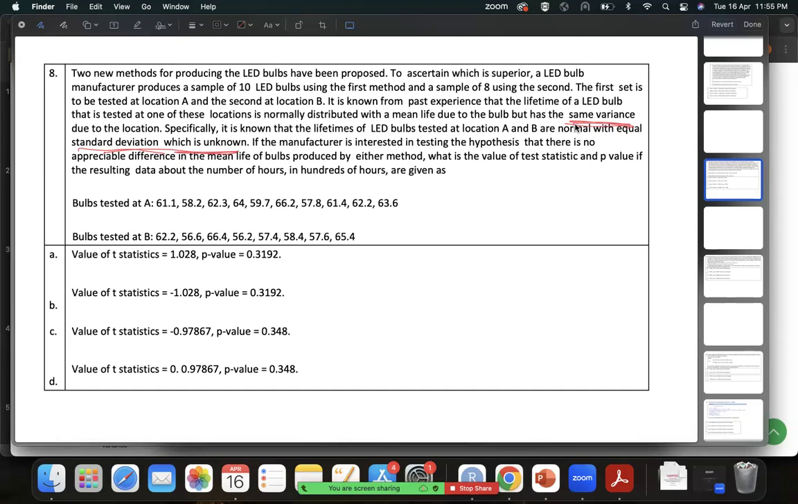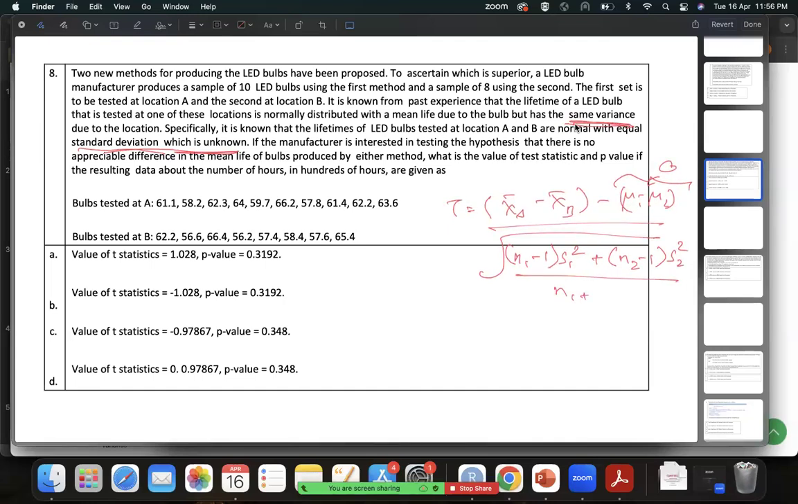Okay, I'll just write it. T is equal to XA bar minus XB bar minus, ideally you want mu 1 minus mu 2 is 0, so you consider this 0, divided by square root of n1 minus 1 S1 square plus N2 minus 1 S2 square divided by N1 plus N2 minus 2. So I think it's all the same. N1 is equal to 10. All those values are the same. We just need to substitute all this.